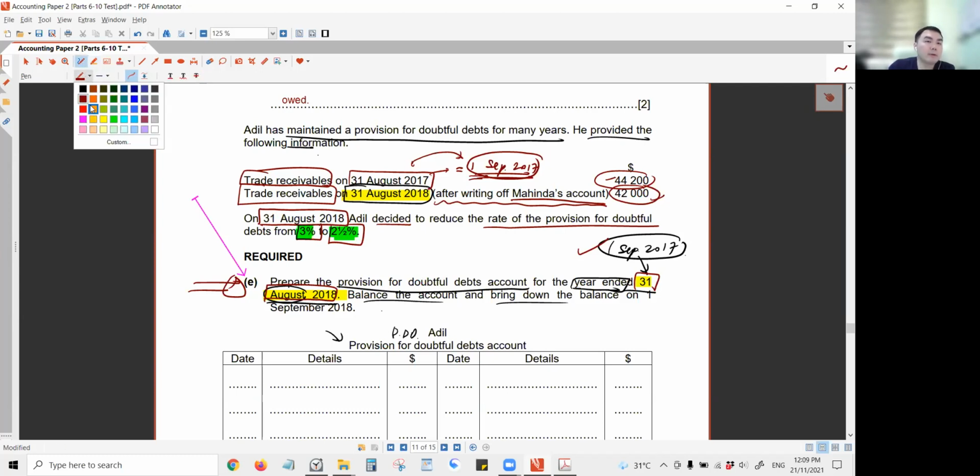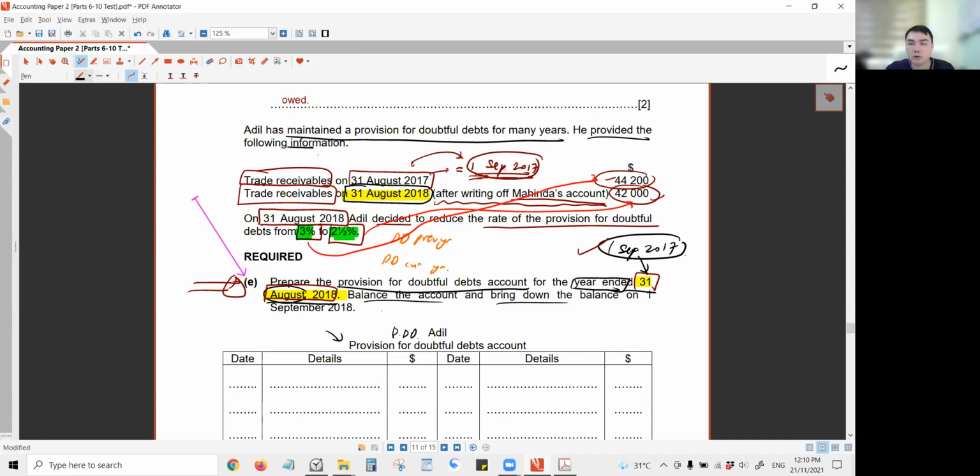Are you given any doubtful debt amount in this question? No. So you have to find the doubtful debt for the previous year and the doubtful debt for the current year, because you want to find out whether there's been an increase or drop in doubtful debt. So you take 3% times 44,200. Also take 2.5% times 42,000.